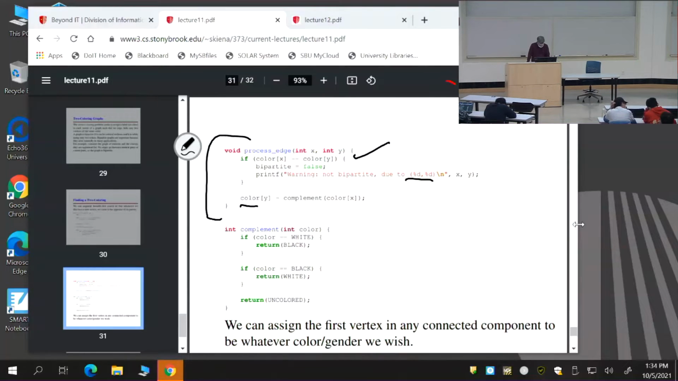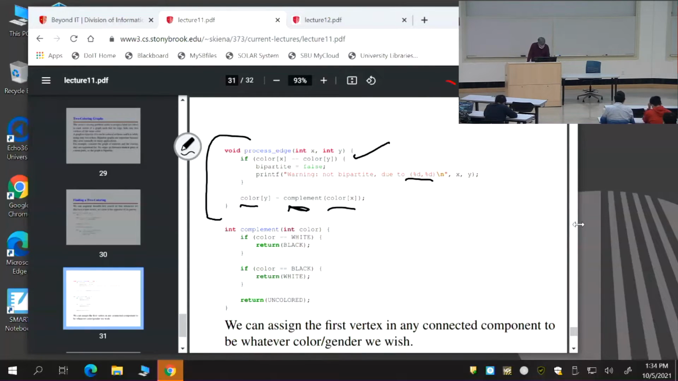Otherwise, color Y the opposite color of X. We could have checked whether Y is uncolored, but it turns out that test isn't really necessary. There's nothing wrong with painting the vertex black twice. Any questions about that?